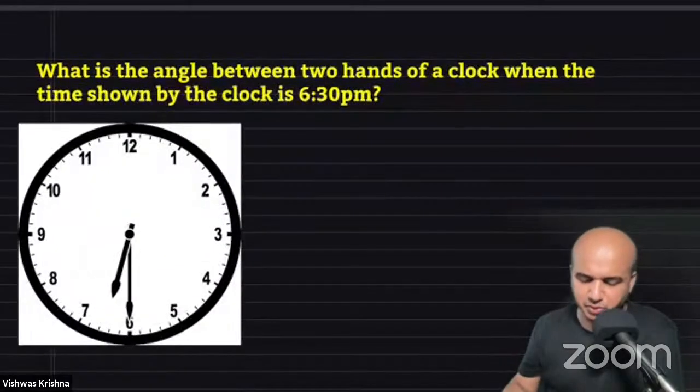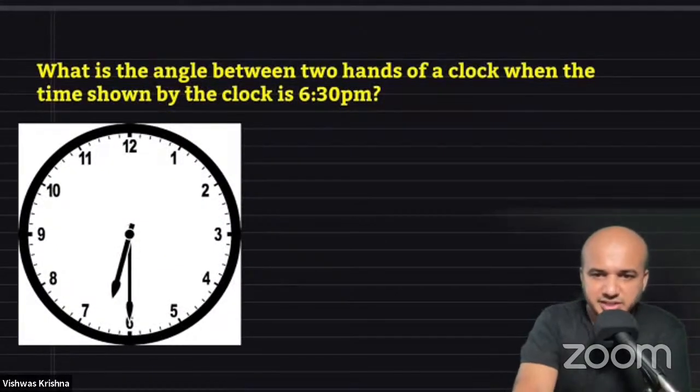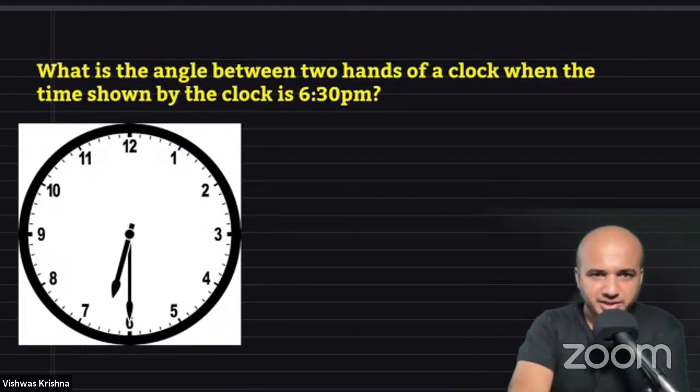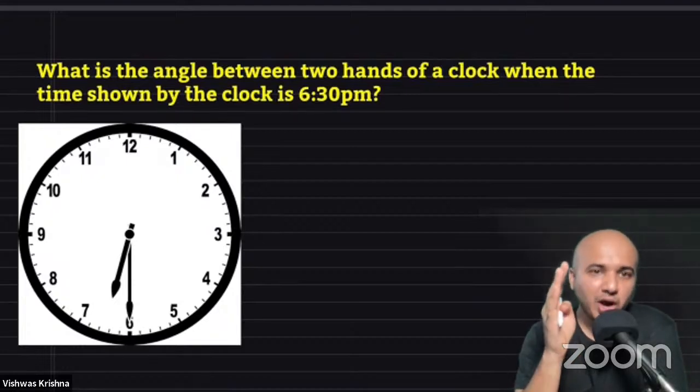Now let us straight away jump into the problems, so that way it's easy for us to understand what exactly is happening. What do we have here? What is the angle between two hands of a clock when the time shown by the clock is 6:30 p.m.? As you can see, the clock right now is showing 6:30. It could be PM, AM, doesn't really matter for us. If it is showing 6:30, what is the angle between the two hands is the question.